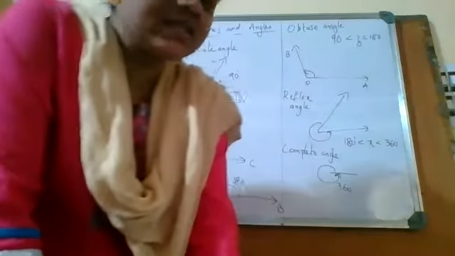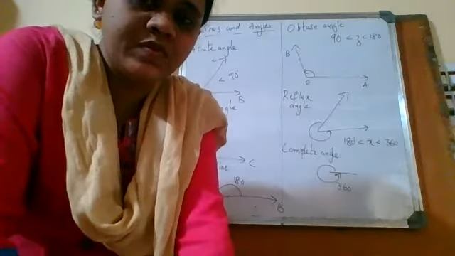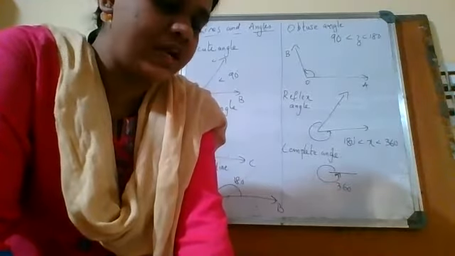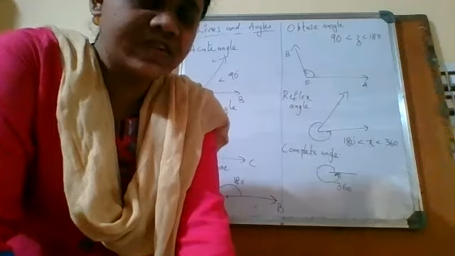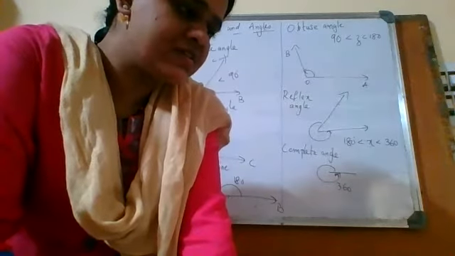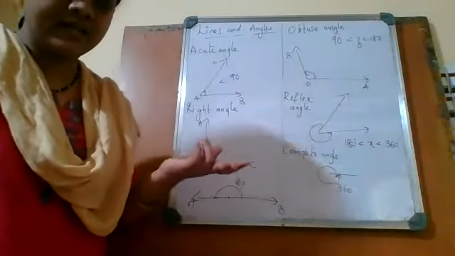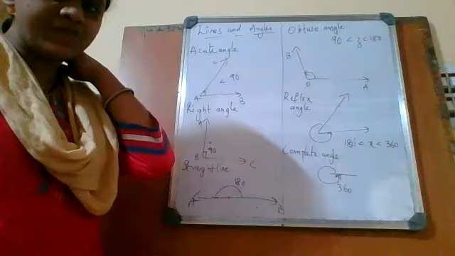The next chapter is lines and angles. Good morning, students. Before I go into lines and angles, you are already aware of what a line, an angle, a ray, and a line segment are. The next topic is the basic definitions: what is an acute angle, obtuse angle, right angle, complete angle, straight angle, some types of angles.